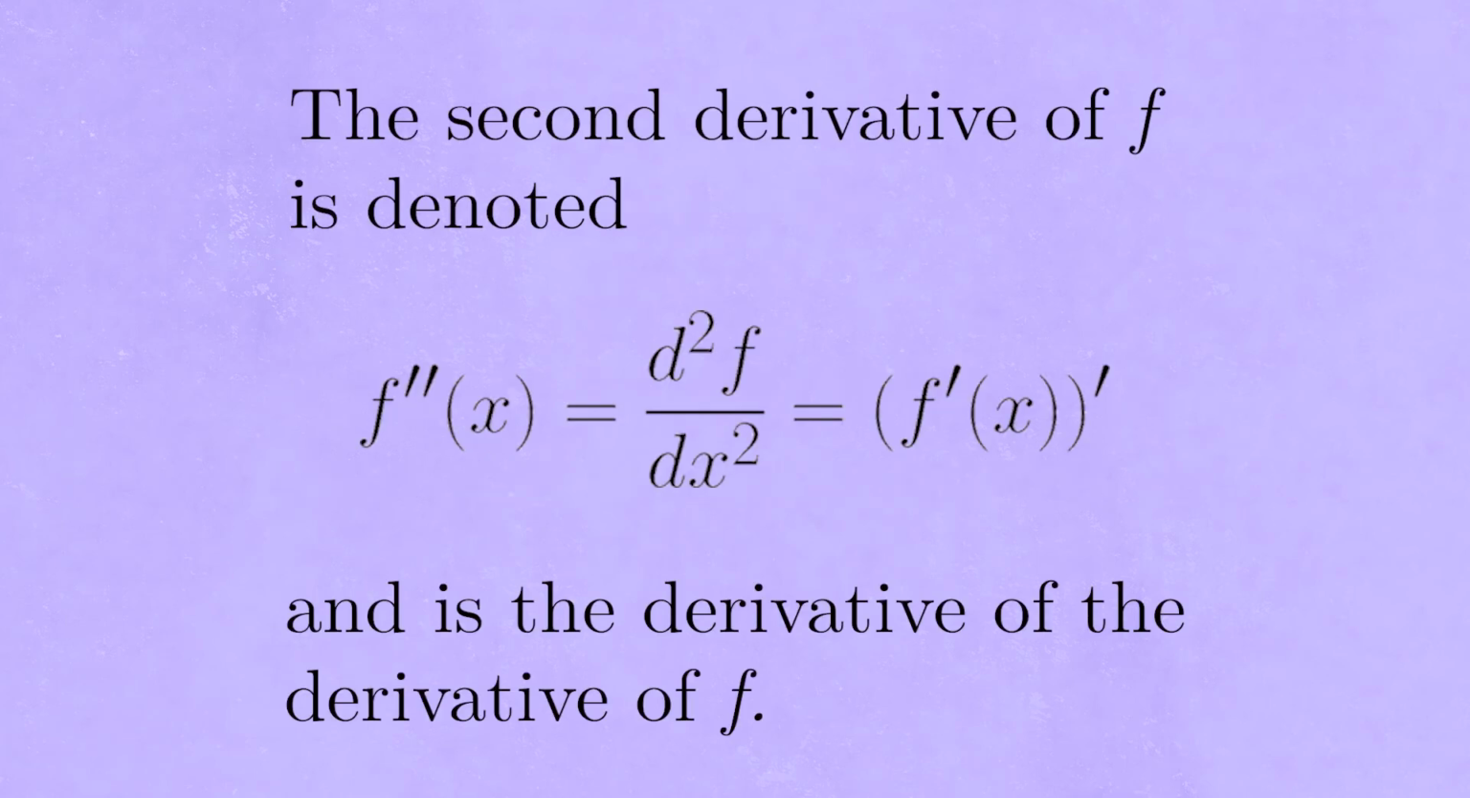We mentioned earlier that f prime of x is a function of x like f of x is. f prime of x can have its own derivative, which we denote f double prime of x, or d2f by dx squared. As f prime of x measures the rate of change of f of x, f double prime of x measures the rate of change of the rate of change of f of x. We can also take more derivatives and get f triple prime of x, and so on.